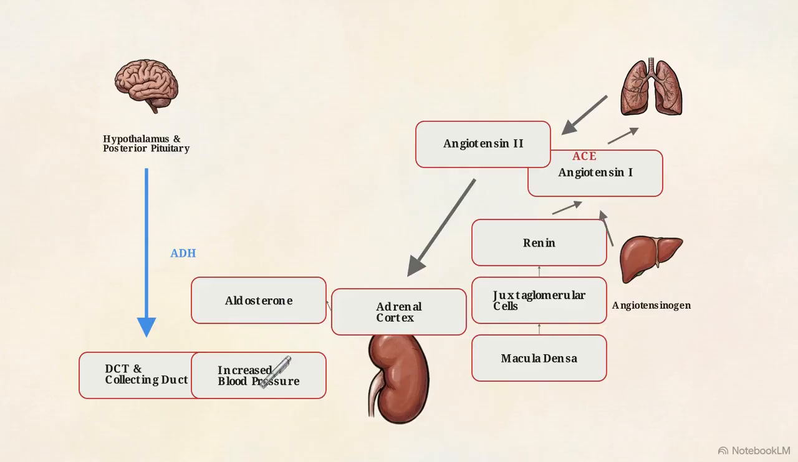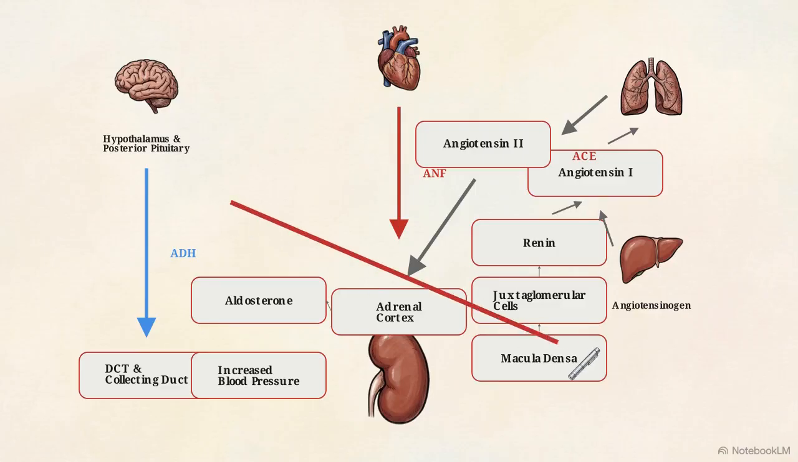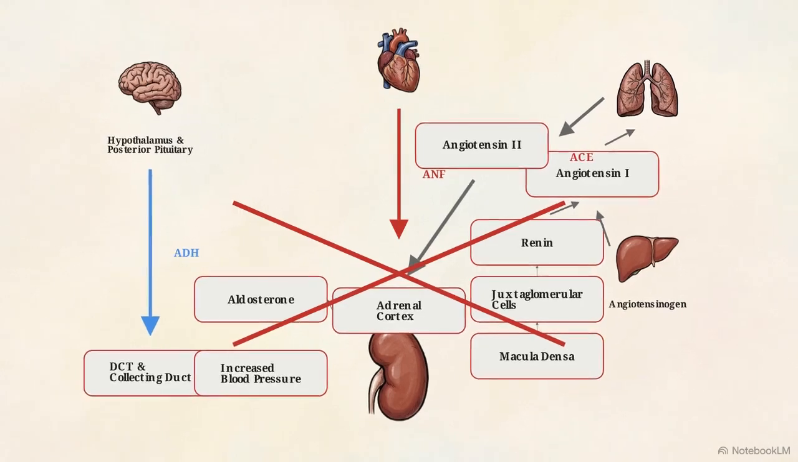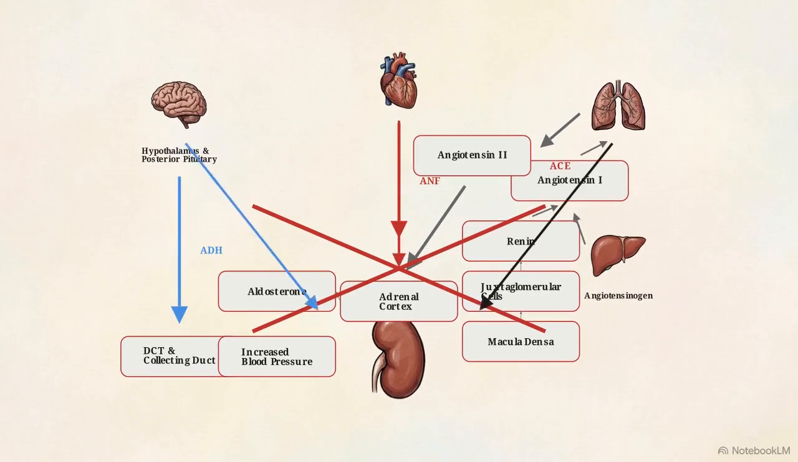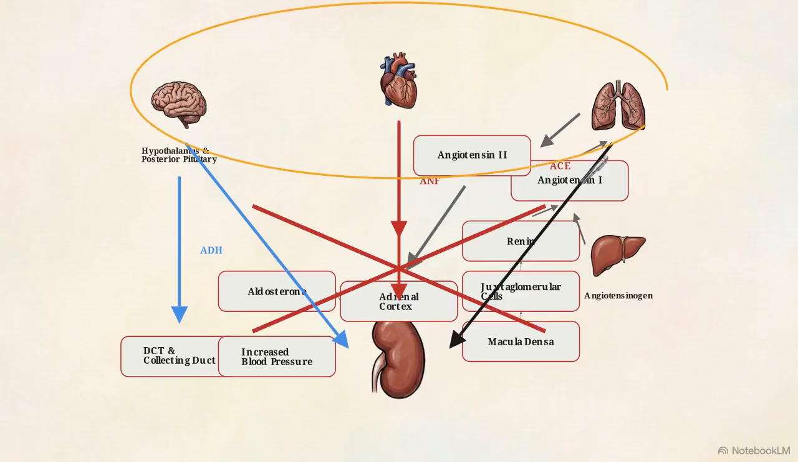If blood pressure gets too high, the system has an antagonist. The muscle walls of the heart stretch and release atrial natriuretic factor, or ANF. This hormone actively suppresses the entire RAS system, promoting sodium and water loss to lower the pressure. Urine production operates as a real-time response to a master communication network spanning the brain, heart, and lungs.